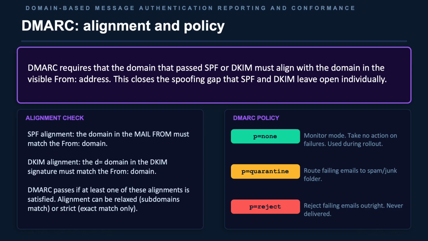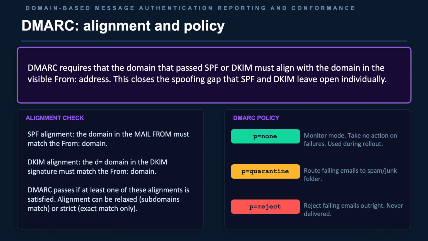So this brings us to the third layer, DMARC, which is what makes the whole system actually work. DMARC stands for Domain-Based Message Authentication, Reporting, and Conformance. It builds directly on top of SPF and DKIM and adds two things that neither of them has on its own: alignment and policy. Alignment is the key idea, so let's be precise about it. DMARC requires that the domain which passed SPF or DKIM must match the domain in the visible from address that the user sees. That's the connection that was missing.